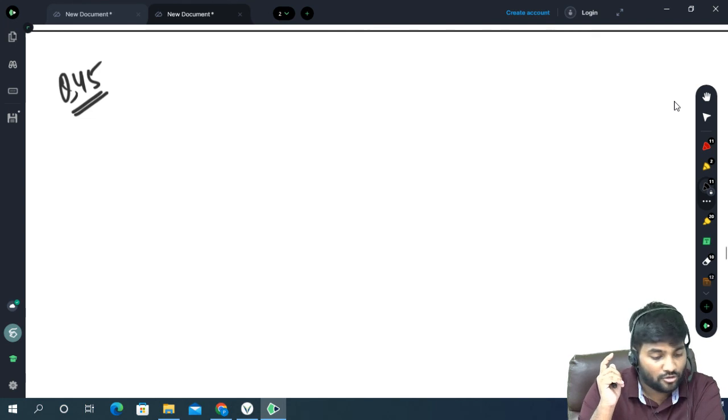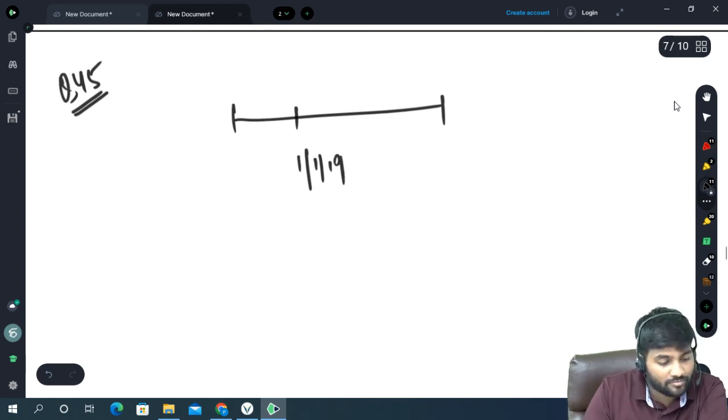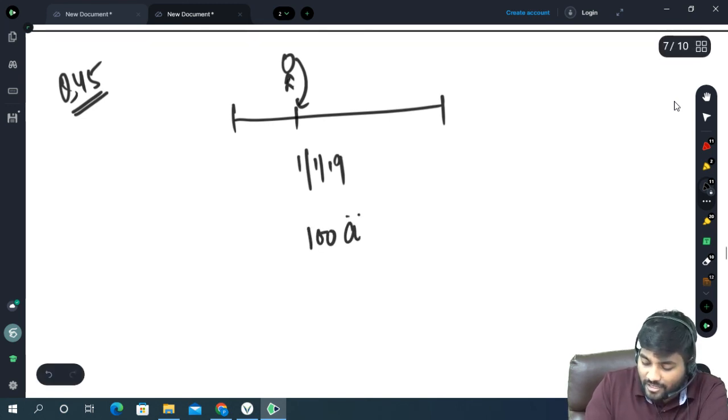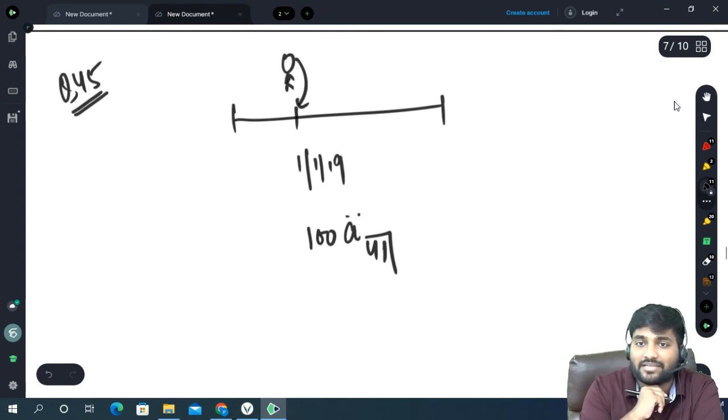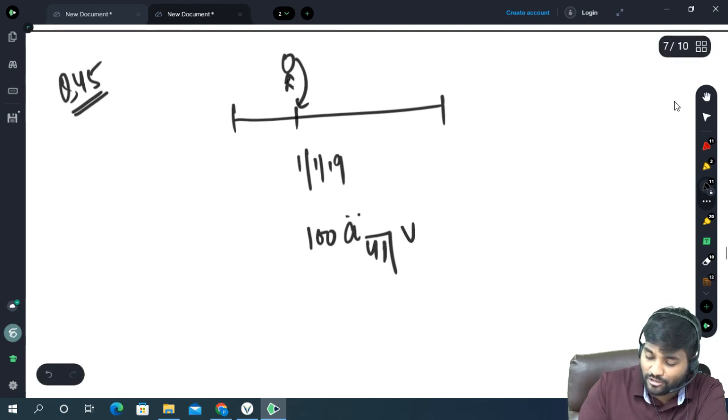So first, I am going to stand at 1119 only. Okay. I am standing here. How does it look? Advance, because the payment is also from 1st Jan 19. 41 payments of how much? 100 A du 41. Where will I get the present value? At 1st Jan 2019, and they have asked us to calculate the present value on, we will work in months only. So it will be V to the power 7.